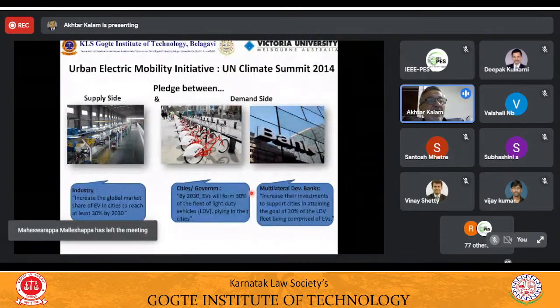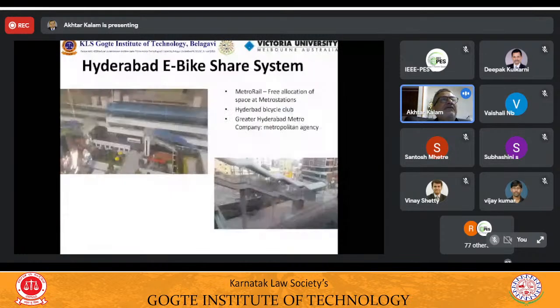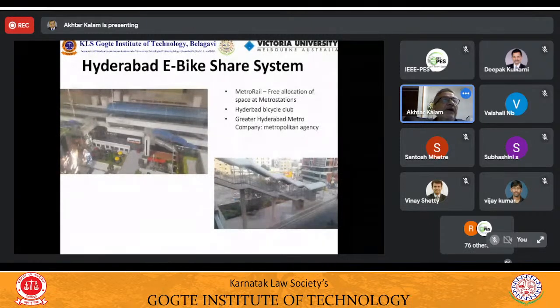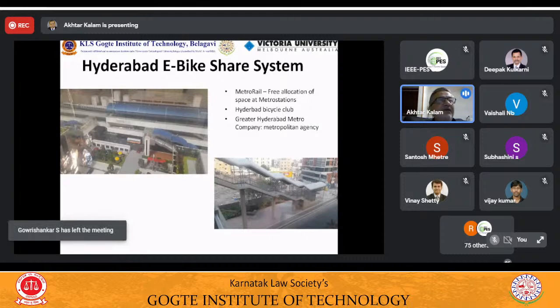And the best example I can think of is Hyderabad. In Hyderabad, you have got an e-bike share system. This is a metro rail. This is a free allocation of space at metro station. You've got a Hyderabad bicycle club. You've got Greater Hyderabad Metro. The company is Metropolitan Agency. So you come out of the station in Hyderabad, and this is what you see. So this is a great initiative which is in Hyderabad.